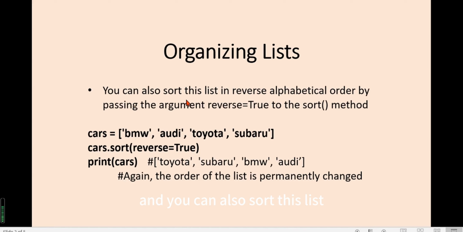You can also sort this list in reverse alphabetical order by passing the argument reverse equals True to the sort method. So class is the original list with 4 items, and then class.sort with reverse equal to True. When we print class, the alphabetical order is reversely displayed. And again, the order of the original list is permanently changed.